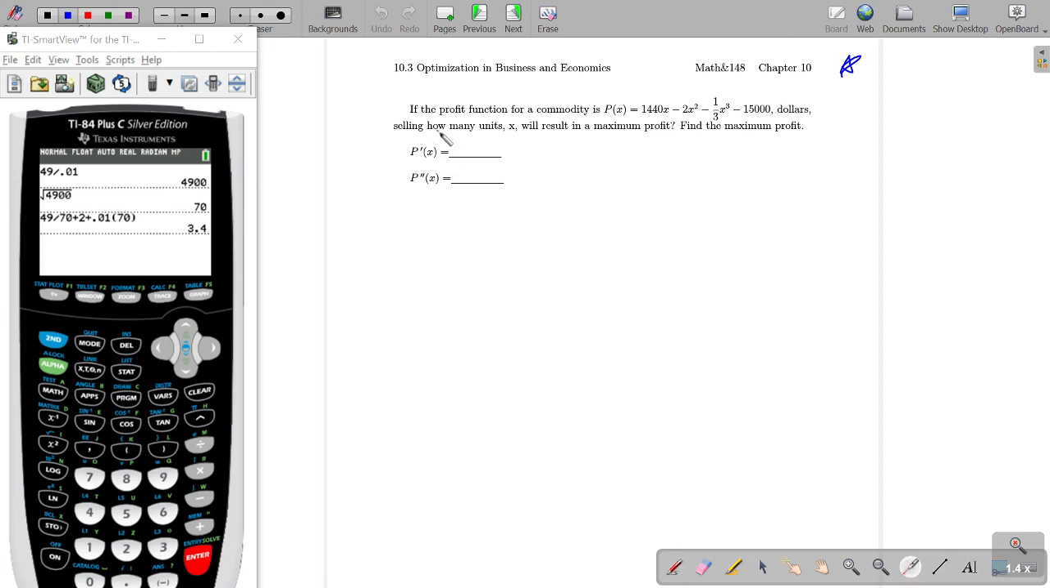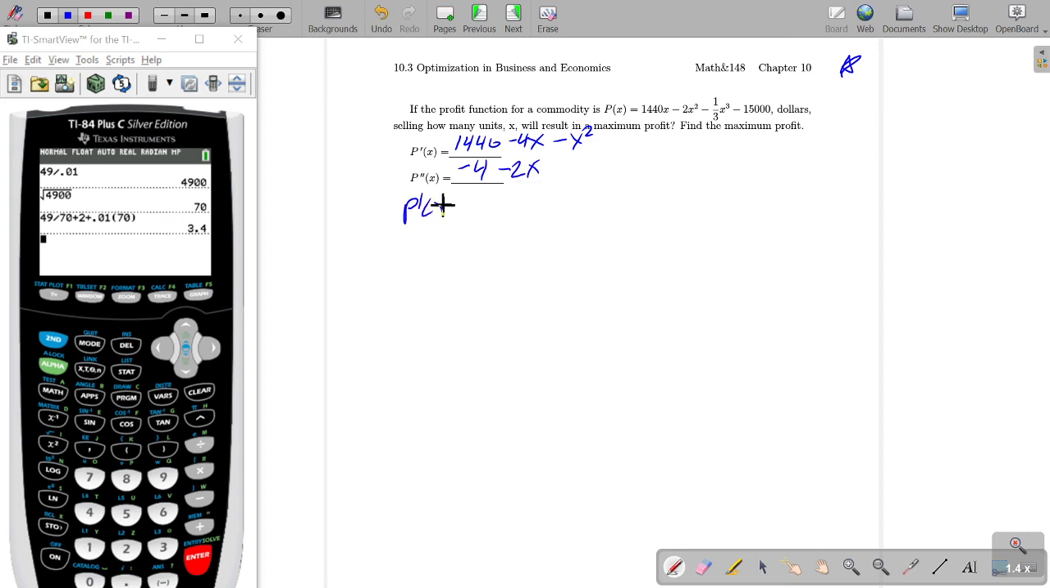Okay, so if the profit function of a commodity P of x equals 1440x minus 2x squared minus 1/3 x cubed minus $15,000, selling how many units x will result in the maximum profit? Find the maximum profit. So first thing we've got to do is take the first derivative. So that'd be 1440 minus 4x minus x squared. Taking the derivative of that gives me minus 4 minus 2x.